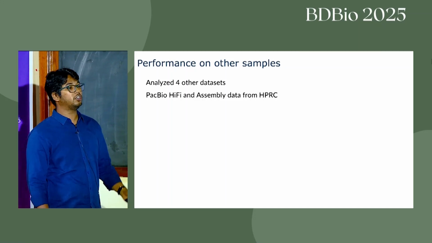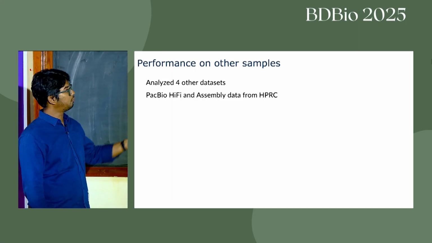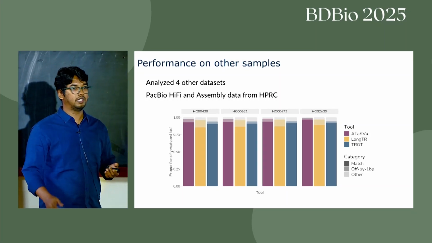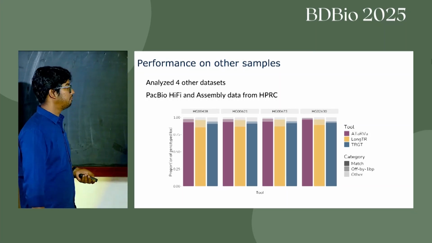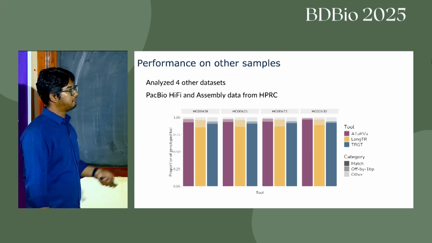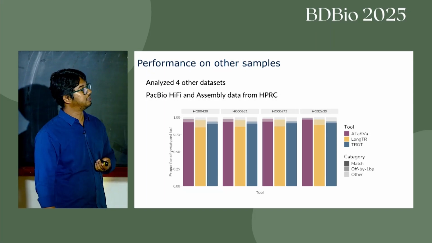Then we went on to test other samples from HPRC data, 4 other data sets. Here we have only done comparison with LongTR and TRGT because the other 2 were anyway not performing as well. So in all the cases, the performance of ATaRVa was significantly better than other tools.